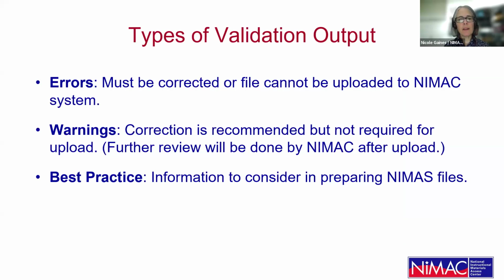So when you run the Validation Wizard, there are 3 possible types of validation output. The first type is an error. These are actual problems that have to be corrected, or the file will not be accepted by the NIMAC system. So these are issues that you definitely want to pay attention to.